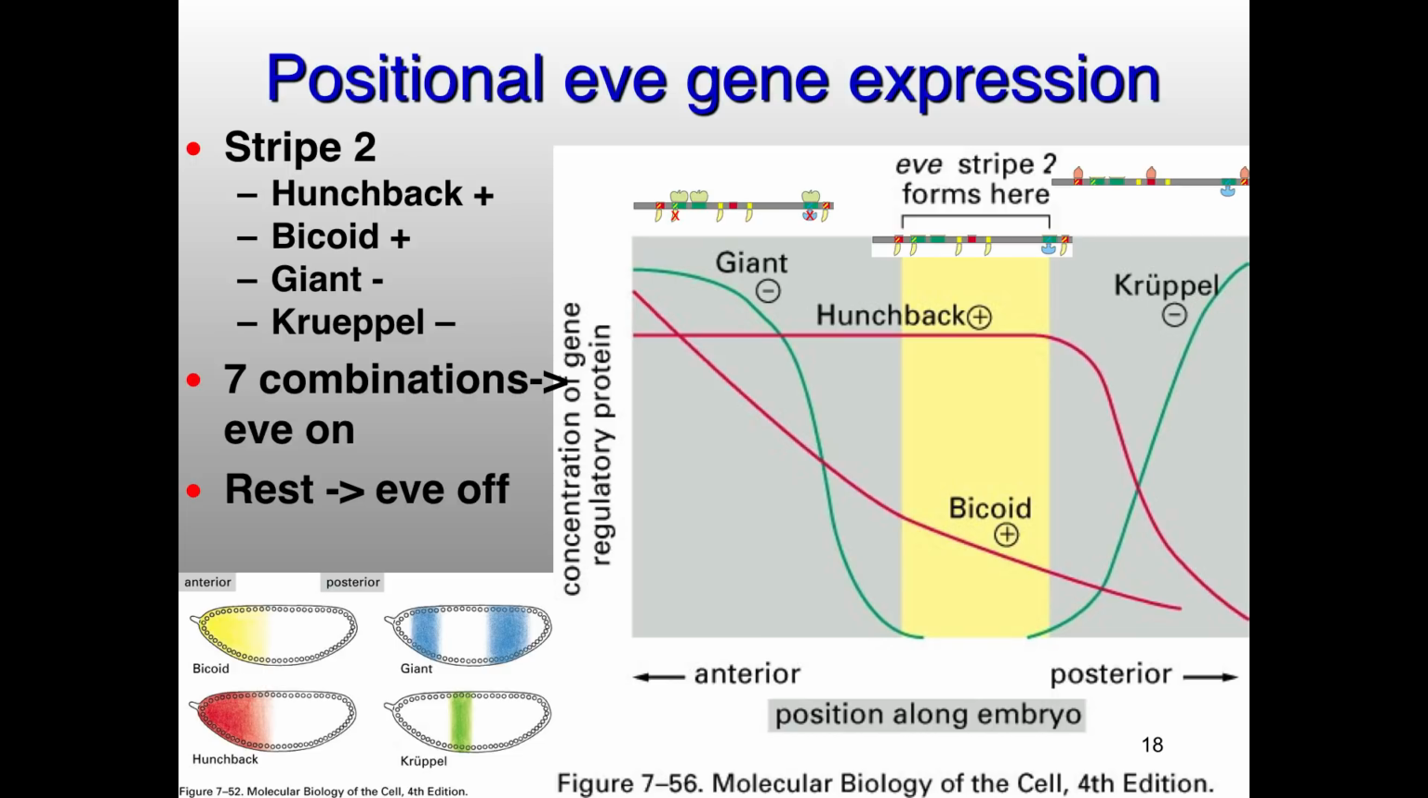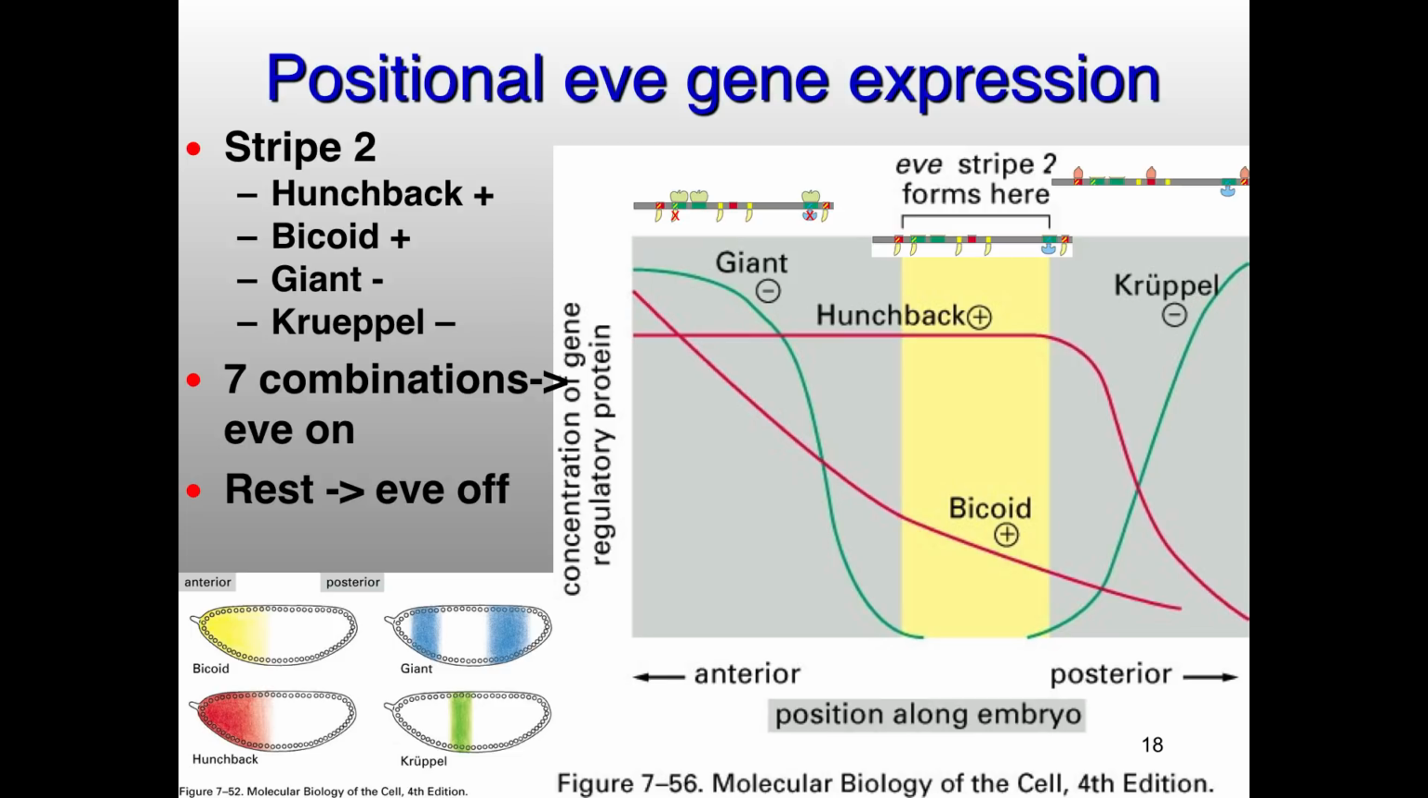Yeah? So the clicker question for this one? It was, you're missing Giant, and then you'll get expression anterior to stripe 2. Correct, positional expression. But anterior to stripe 2, I assume would be like stripe 1, and I thought these proteins only regulate stripe 2, and the other stripes are regulated by maybe these, but more as well?